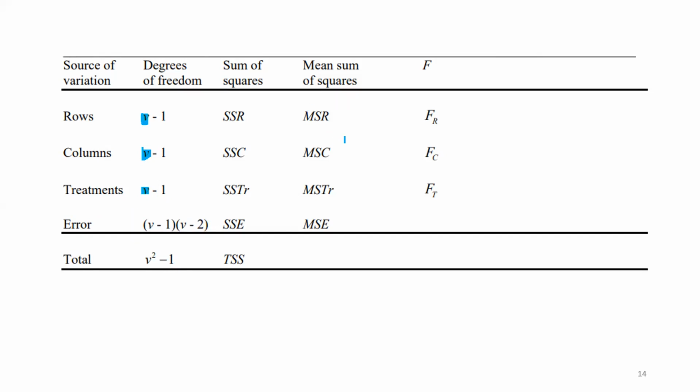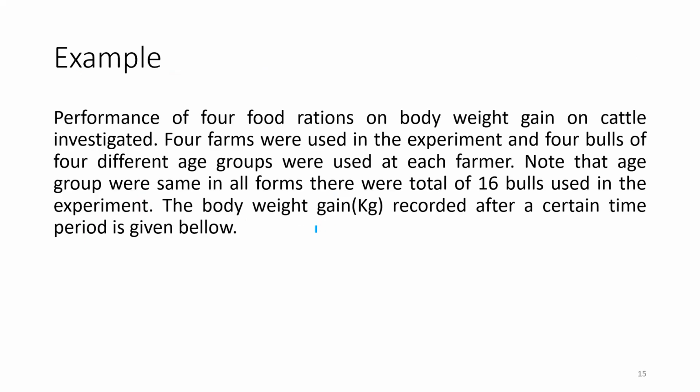Then how will you get the F value for rows? You should divide the mean square for rows by the mean square for error. Then you will find the calculated F. For the column, you should divide MSC by the MSE. For the treatment, you should divide MST by the MSE. I think you will have no problem with that.